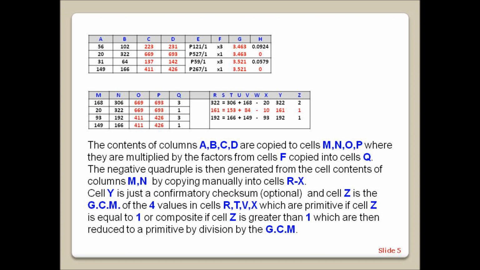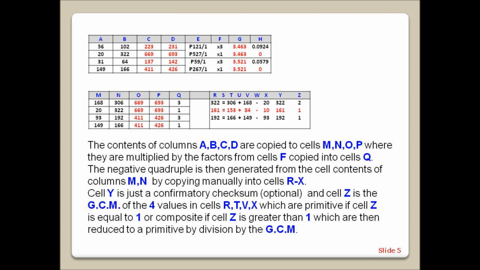The contents of columns A, B, C and D are copied into the corresponding cells of columns M, N, O and P, where they are multiplied by the factors from the cell of column F, copied into the cells of column Q. The negative quadruple is then generated from the cell contents of columns M and N by copying manually into the cells of the corresponding columns R to X.